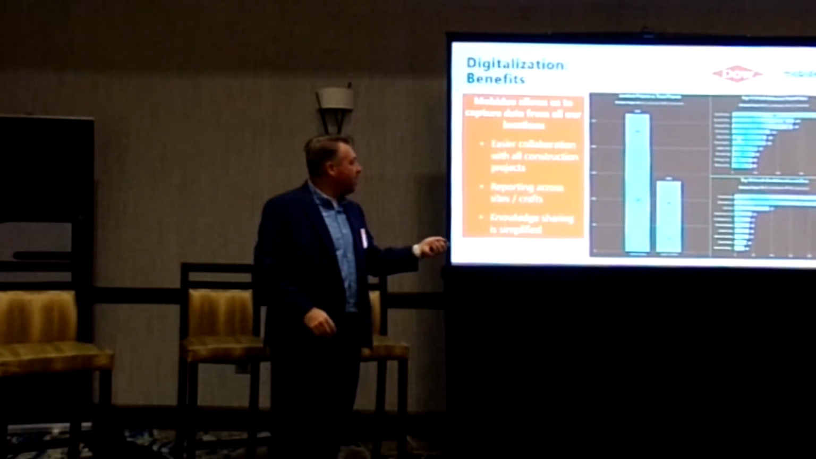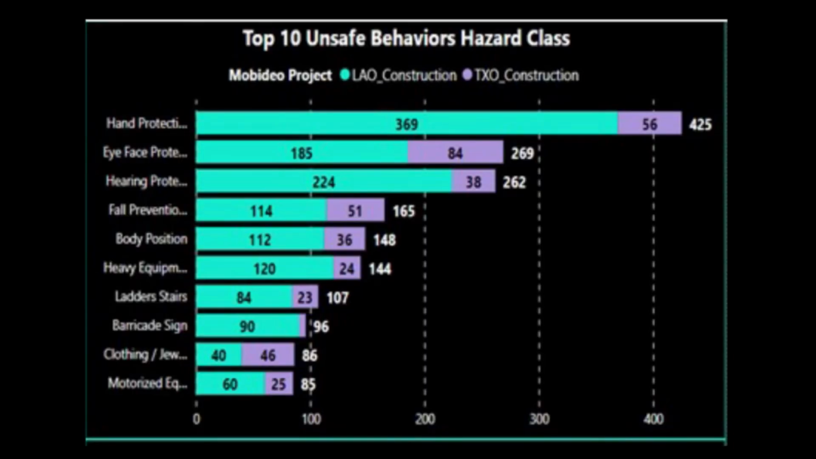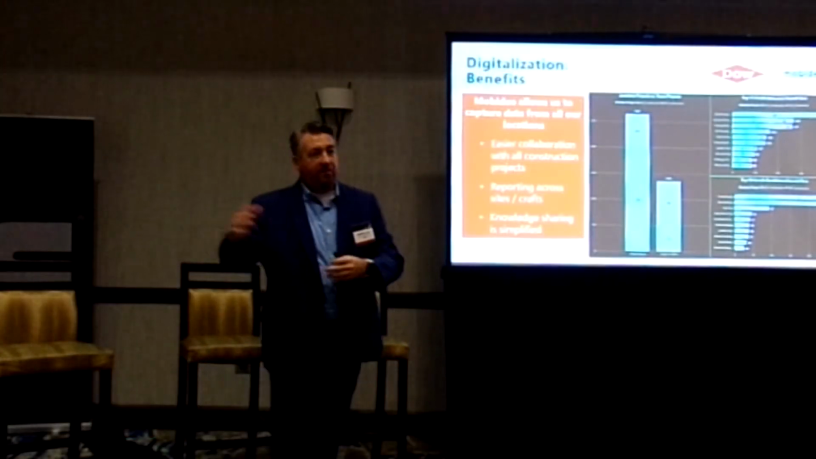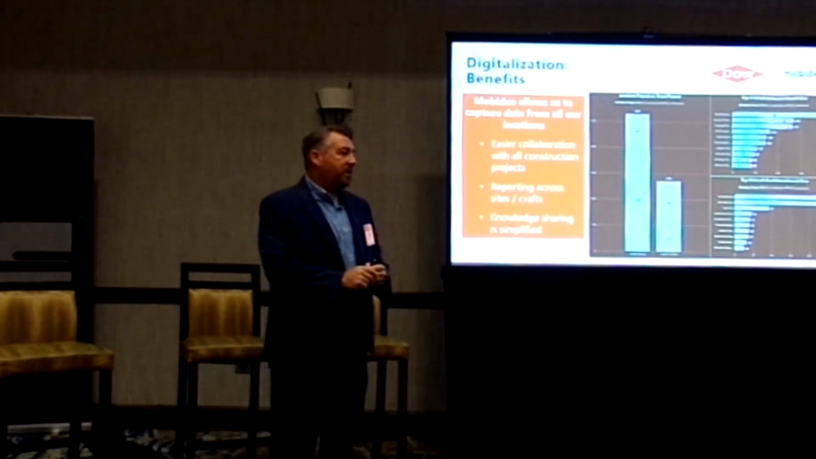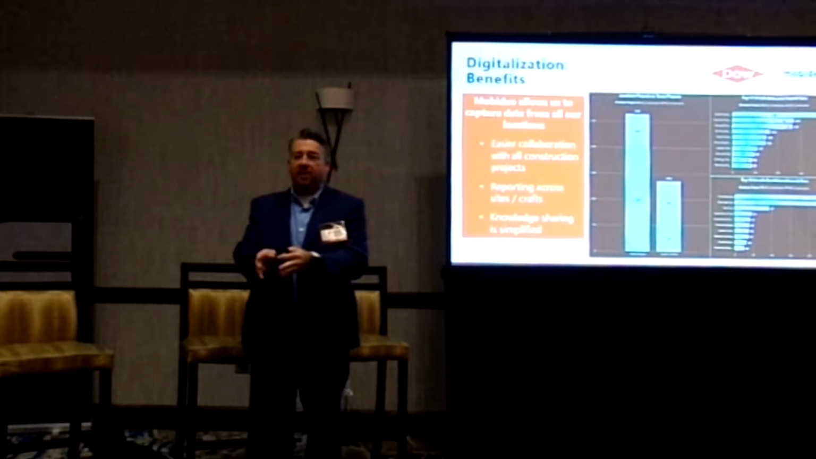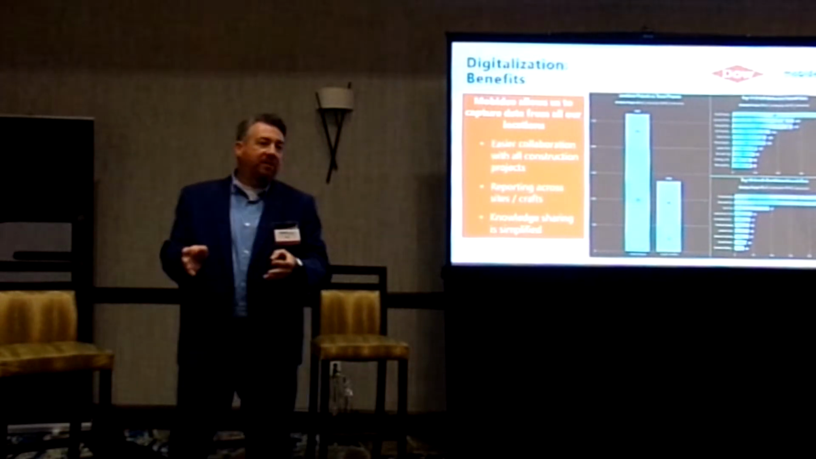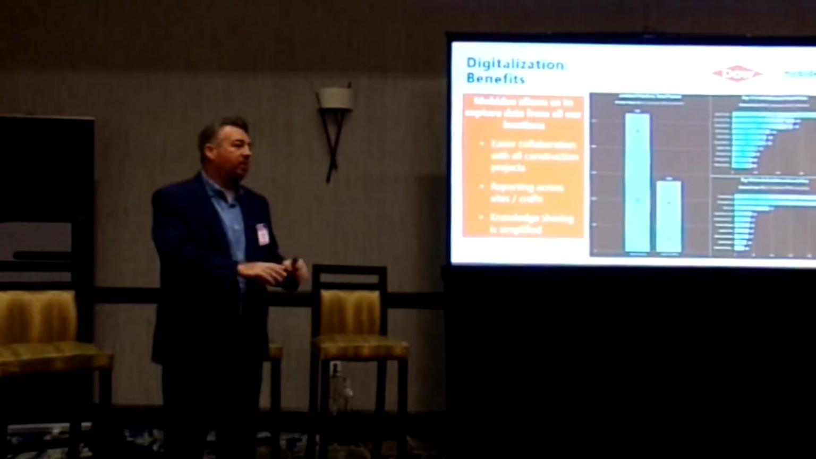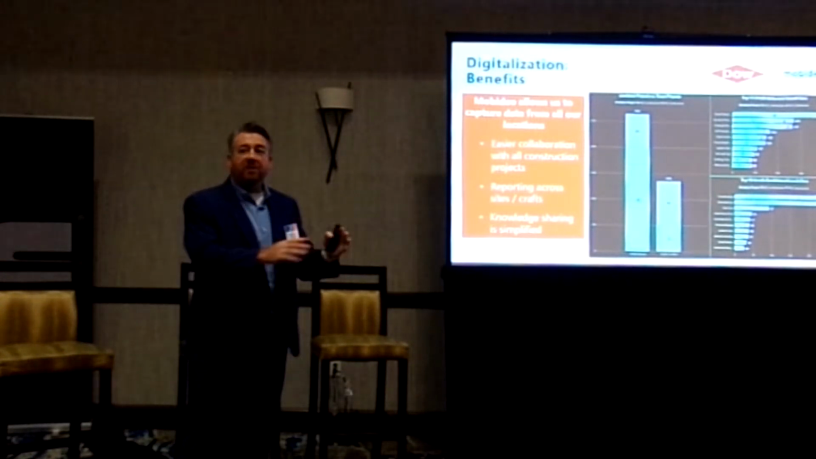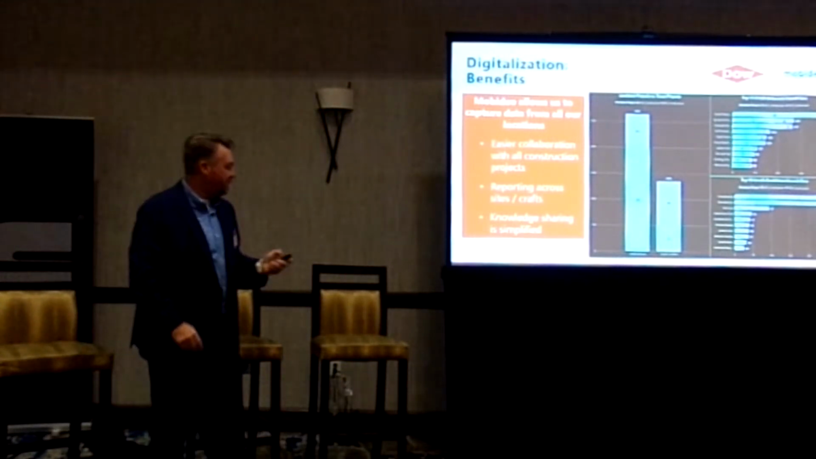This top graph on the right shows the top 10 unsafe behaviors and the top 10 unsafe conditions, the particular hazard classes and where we need to focus, Louisiana versus Texas versus some of our other sites. We can also compare specific projects against each other, and we can deep drill into each specific project and see what each project has as their top 10 or top 5, whatever we want to focus on.